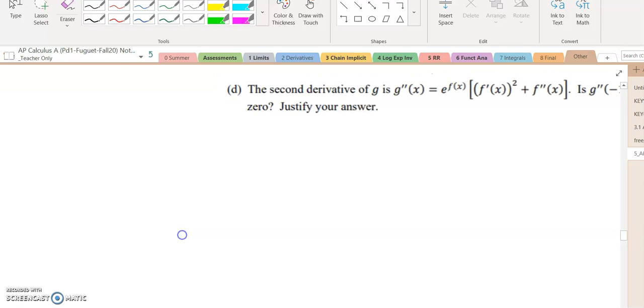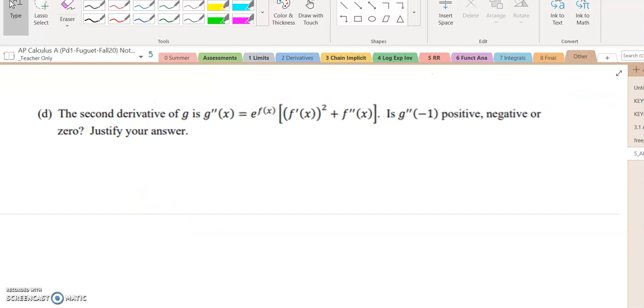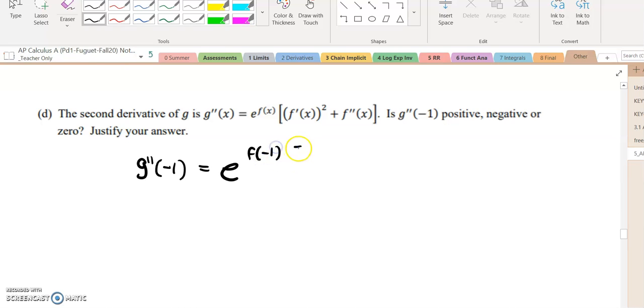Final part is going to be part D, all right? We have our second derivative given, and what they simply want us to do here, and I say simple almost ironically, is they just want us to say if g double prime of negative 1 is positive, negative, or 0. That's it. That's all they want. Not that hard, right? Except look at the function you're dealing with. Lots of stuff going on here. So let's go ahead and plug in that negative 1 into all of the pieces, and then we're going to walk through each of the individual slices of this to figure out what it's actually doing.